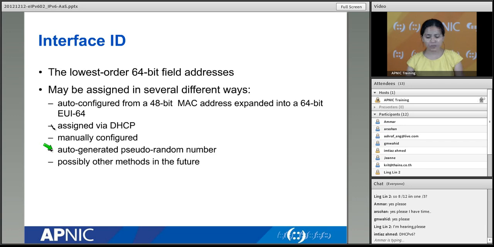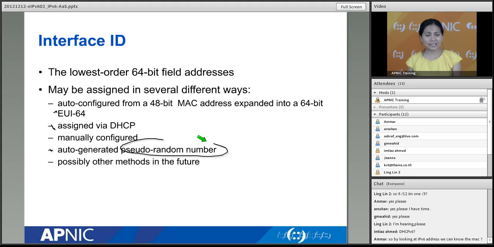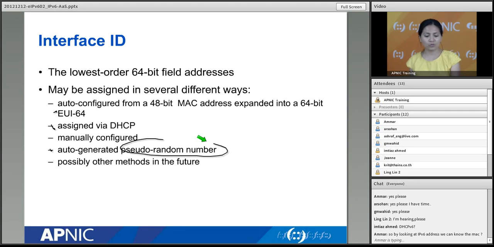By default, starting from Windows 7 and also Windows 8, if you have IPv6 enabled, when you get your IPv6 address, whether it be a link local address or a unique local address, notice the last 64 bits. If it is based on the MAC address, then it is using EUI64. But if you don't do anything there, by default it is based on a pseudo-random number, meaning all of the 64 bits are just randomly generated. It's not based on anything. I hope that's clear. For other machines, the default is actually using EUI64.